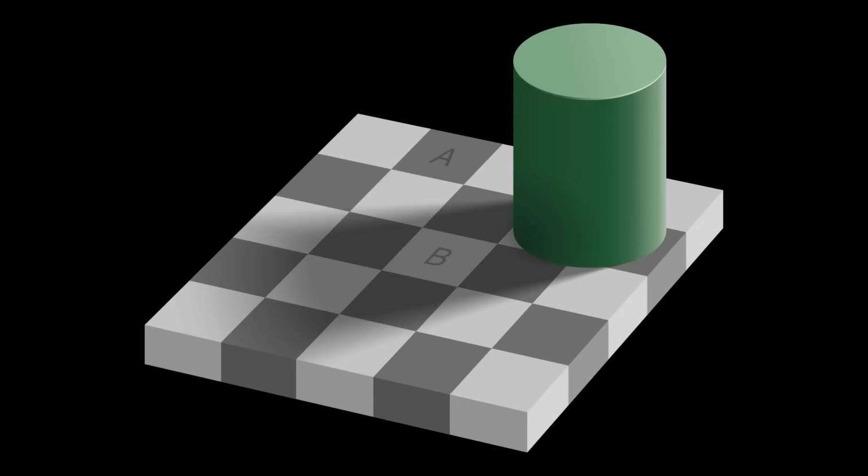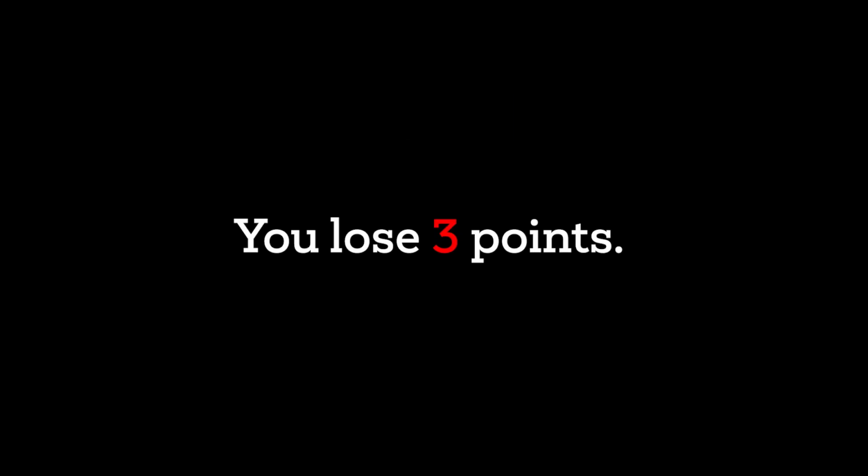Square A appears darker than square B despite both squares being the same color. This happens because your brain exaggerates contrast along edges to help with edge detection. This phenomenon shows how our visual system compensates for shading and lighting conditions, constantly adjusting our perception to maintain a consistent interpretation of objects despite changes in illumination and context. This is super famous. You lose 3 points if you didn't know it.